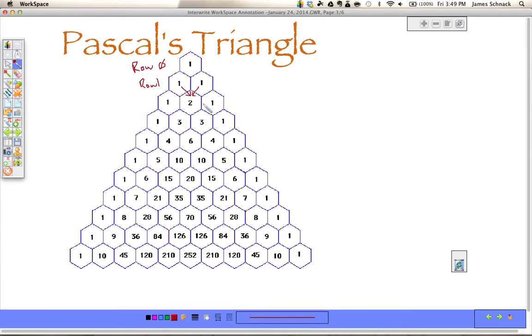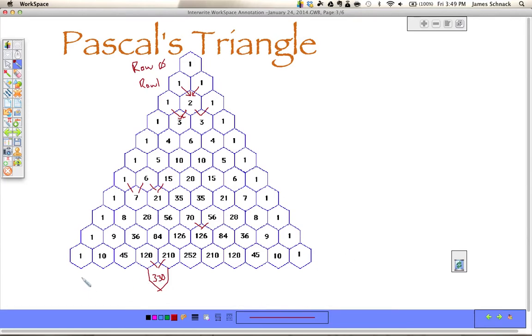Notice 1 plus 1 is 2. 1 plus 2 is 3. And same, 2 plus 1 is 3. Anywhere in here, 1 plus 6 is 7. 6 plus 15 is 21. 70 plus 56 is 126. We could continue this. This spot right down here would be 330, because 120 plus 210 is 330.